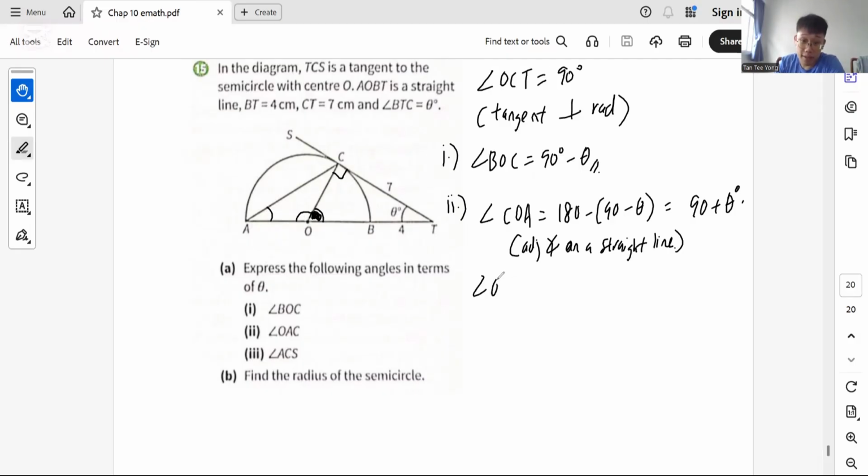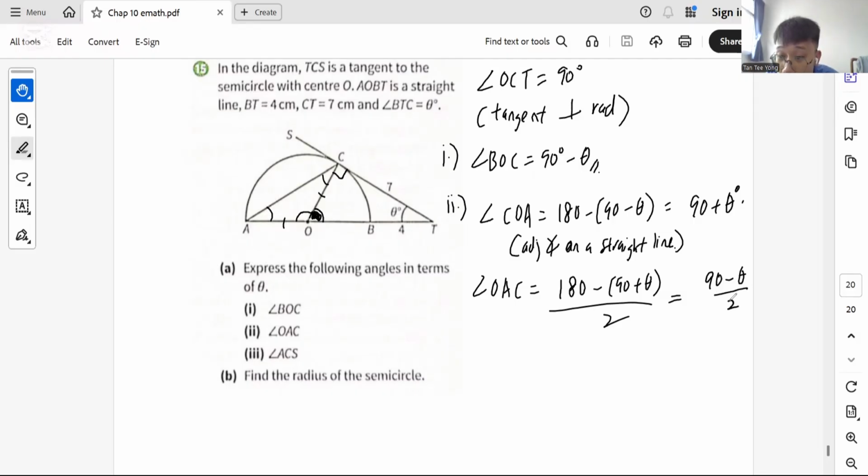So angle OAC is actually equal to angle OCA. How come? Because it's an isosceles triangle, because OA and OC are radii of the circle. So angle OAC is just (180 minus (90 plus theta)) over 2, which is the same as (90 minus theta) over 2. Okay, so that is angle OAC. If you want to write it as 45 minus half theta, that is fine also.